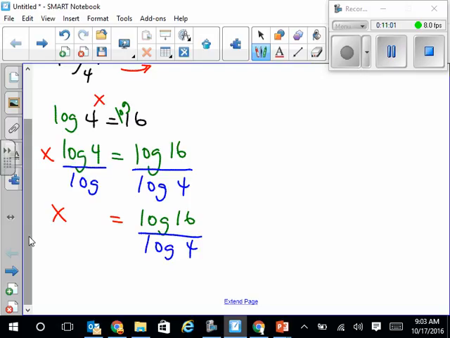To solve for x means get x alone. Whatever is next to it, x times that, you divide that on both sides. And then from there, the last step, calculators please. You need to find the log button in there. Please do log 16 divided by log 4.